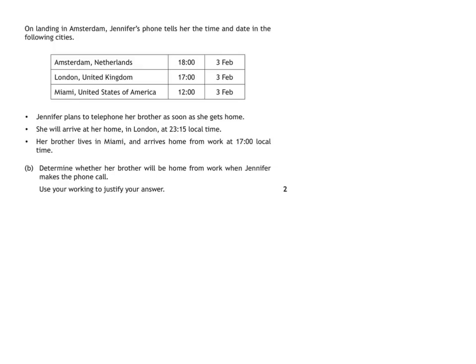Right, so on landing in Amsterdam, Jennifer's phone tells her the time and date in the following cities. So she landed at 6 o'clock in Amsterdam. It's telling her that it is 5 o'clock in London, and in Miami it is 12 o'clock. She plans to phone her brother as soon as she gets home. She arrives in London at 23:15, which is 11:15 p.m. Her brother lives in Miami and arrives home from work at 5 o'clock local Miami time. We need to determine whether or not her brother will be home when she gets home from work to make her phone call. And we need to use some working to justify our answers.